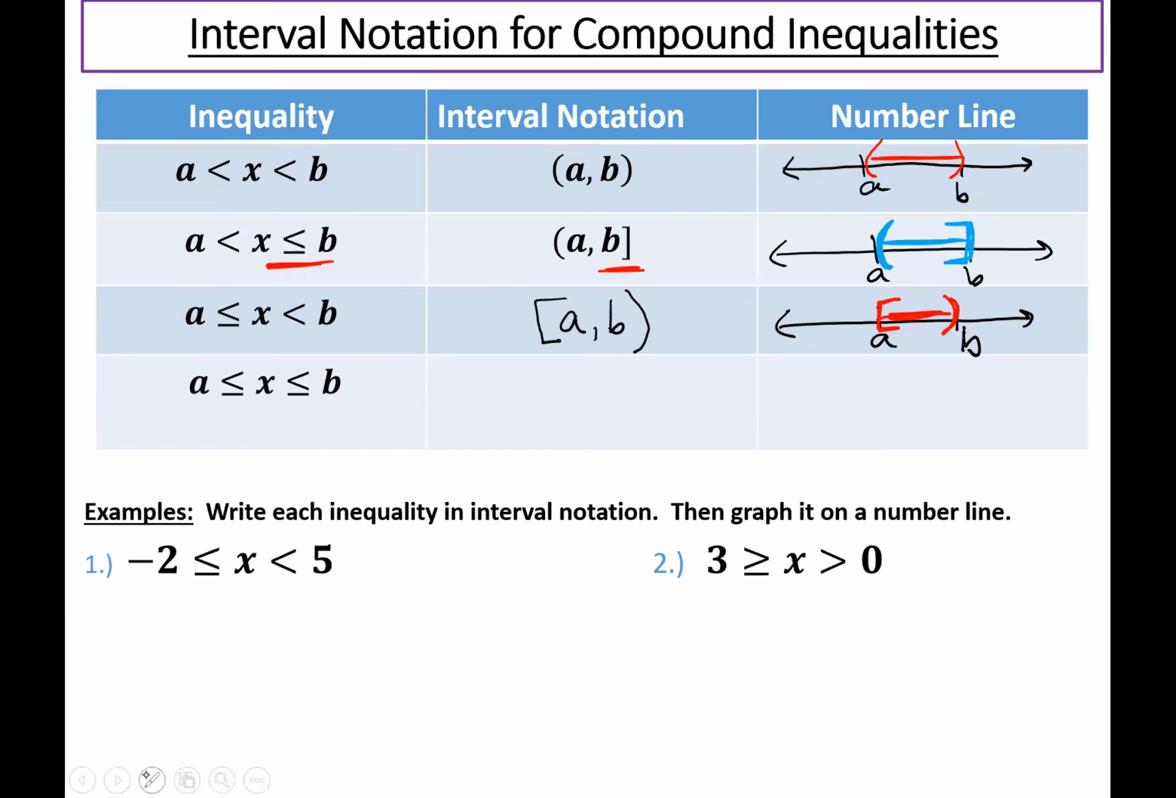All right, one more example here. This time it's A is less than or equal to X and X is less than or equal to B. Since both of those have the equal sign, with our interval notation, we use square brackets around both letters. So square bracket, A, comma, B, and then square bracket. On the number line, A and B, both of them would have a square bracket.